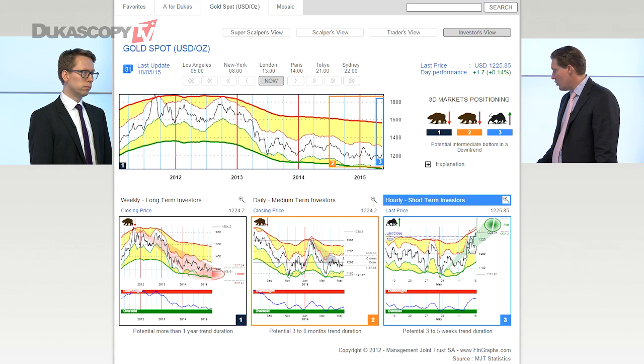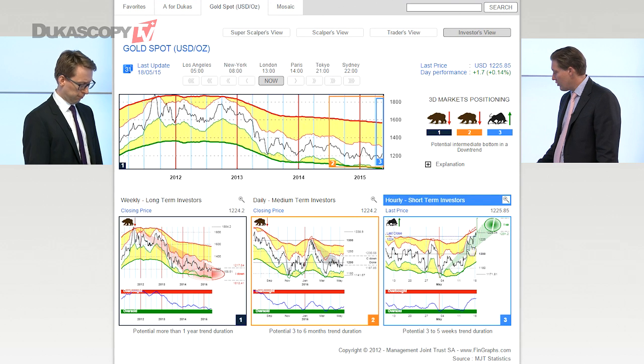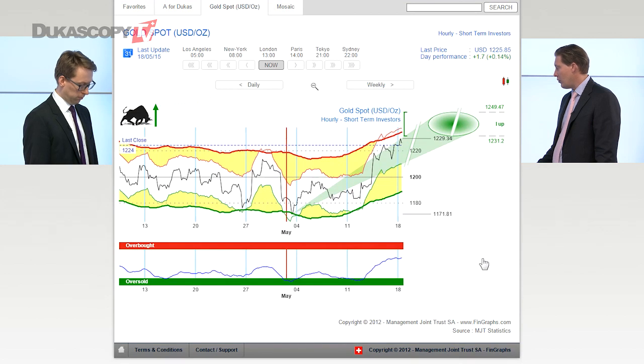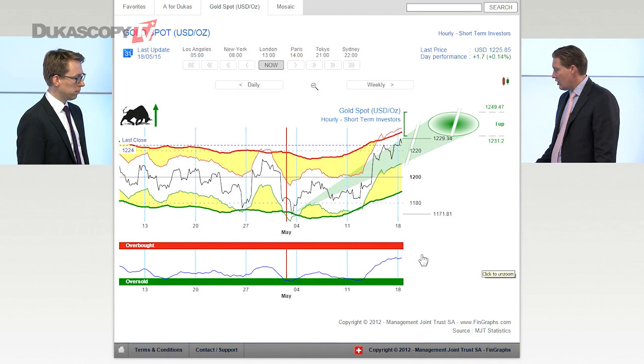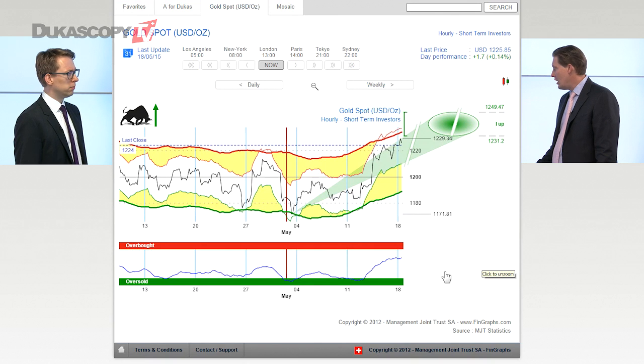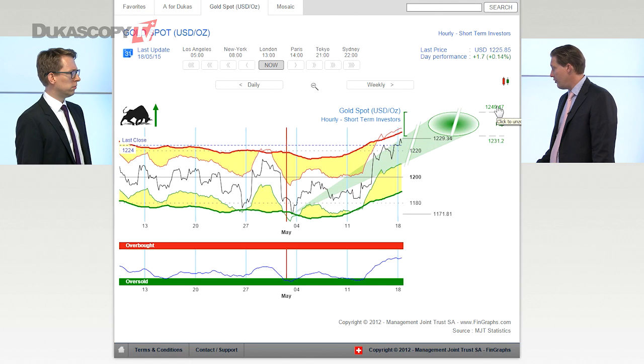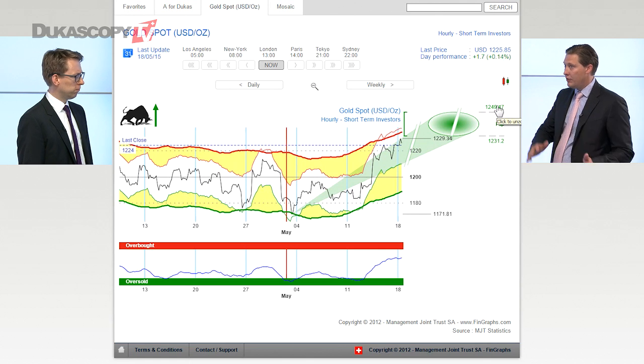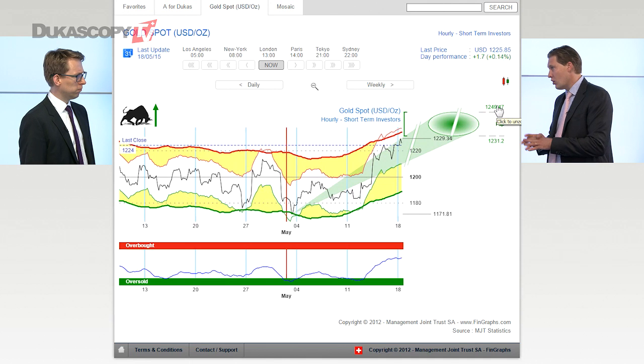It does seem that this move is not quite over yet. If you look at the target projections here, and we'll probably focus on them, we're not yet overbought on this move, and our targets show us that we can make it up to 1231. We're pretty much there at the moment, but possibly up to 1250. We believe that 1250 is an important level that we need to watch out for.